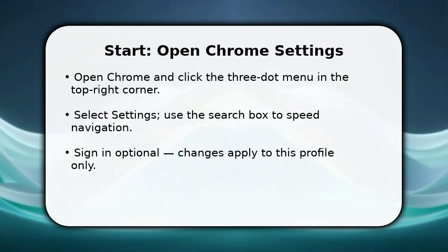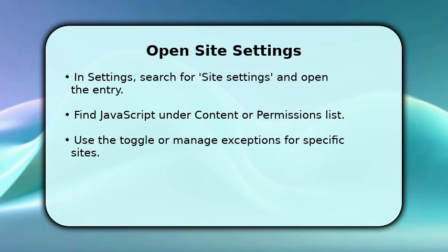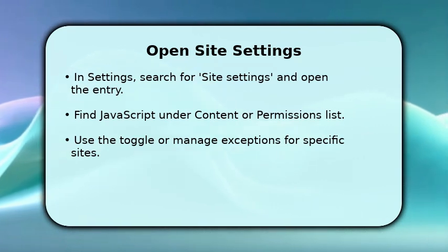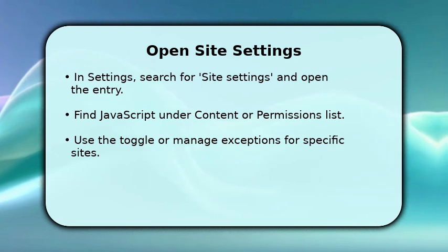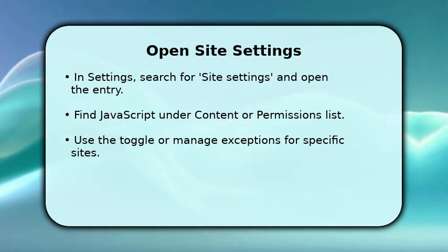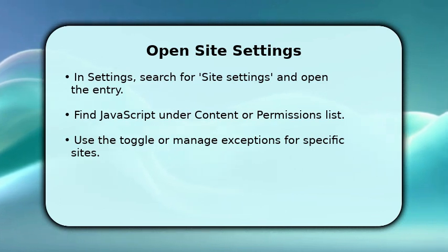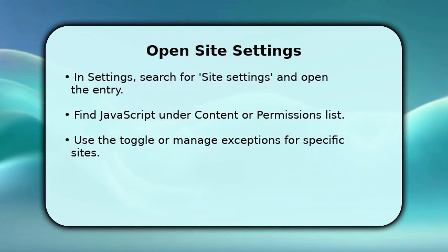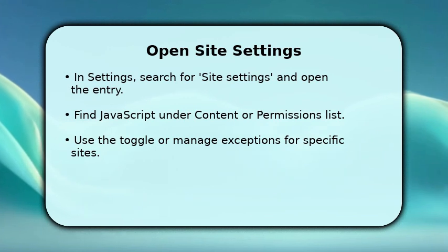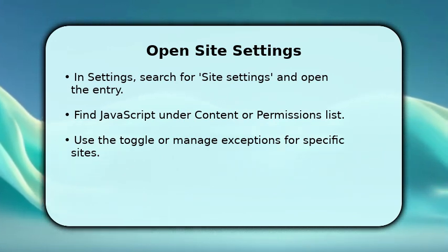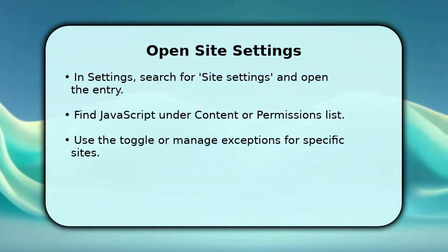You now navigate to Site Settings to find JavaScript controls. In Settings, type Site Settings in the search bar and open it. This groups content permissions. Locate JavaScript in the Content or Permissions list. It may be labeled Allowed by default. Use the global toggle to block JavaScript across sites, or click Manage Exceptions to block or allow individual domains. Make changes deliberately. Blocking globally alters many sites, so prefer exceptions if you only need selective control.